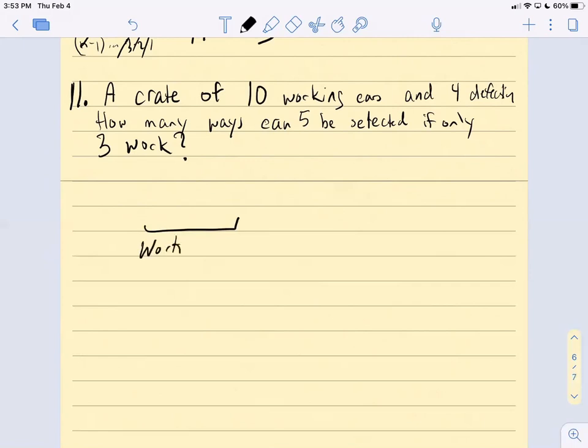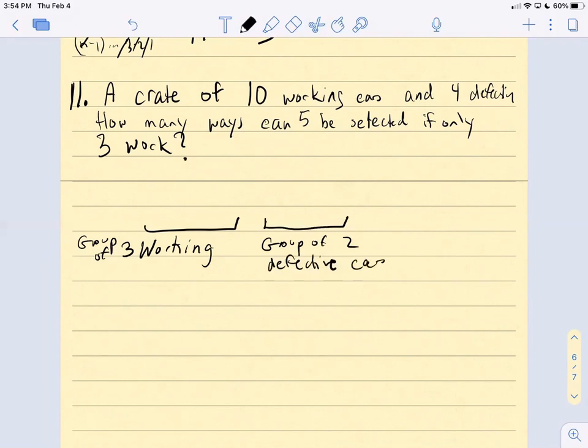And in particular, for the working cars, how many does he have? What does he have to pick for working cars? Specifically, what does he need to pick? He needs to get 3 working cars, a group of 3 working cars. And then for the defective, he needs to pick a group of 2 defective cars. We're going to just do this abstractly first.